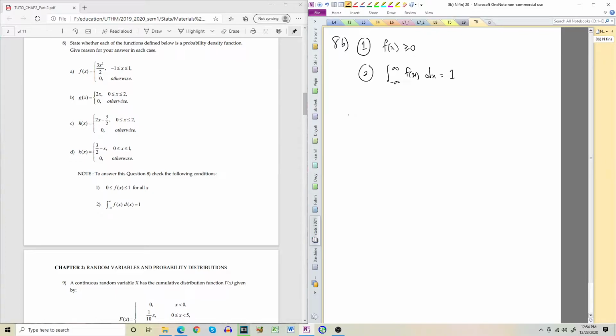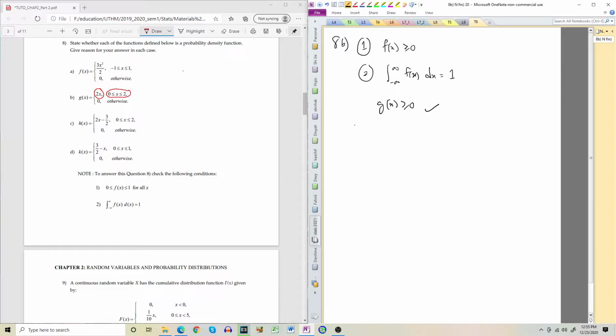For b, you can see that g(x) is 2x. So clearly, if you put any value inside 2x, whereby x takes 0 to 2, g(x) is always greater than or equal to 0. Okay, this is the first condition fulfilled.